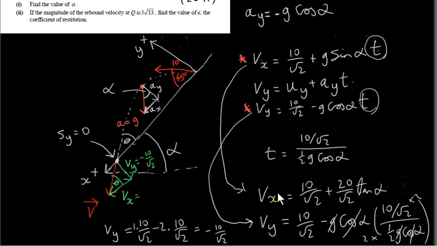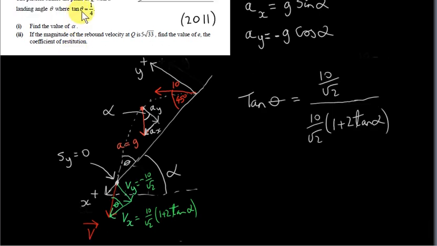And Vx is 10 over root 2 multiplied by 1 plus 2 tan alpha. I just factorized 10 over root 2 out of Vx. Now we are given some information about the tan of theta. We're given that the tan of theta is 1/4. But we can see the tan of theta from this right angle triangle here.